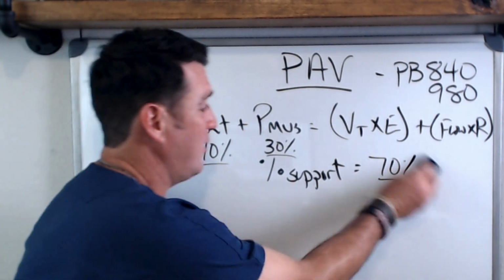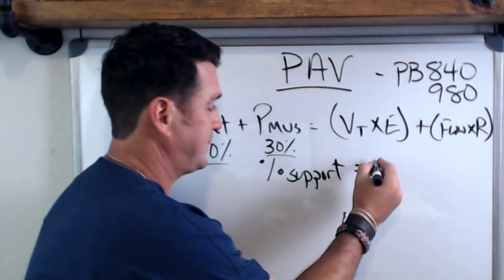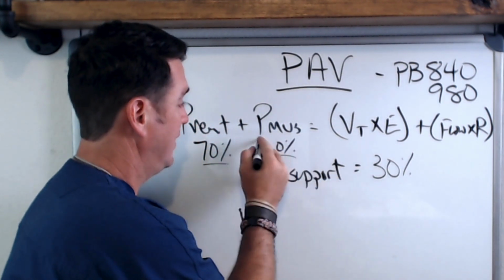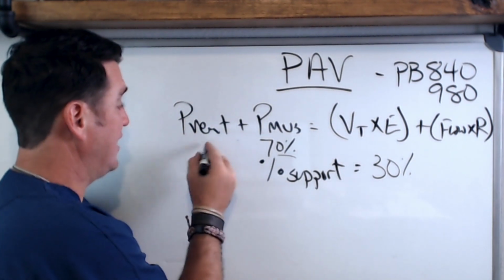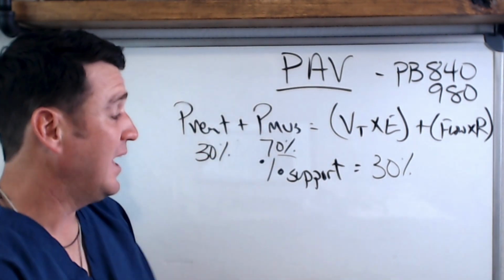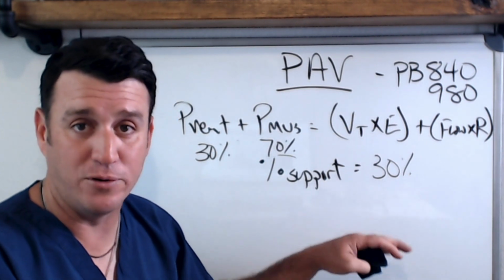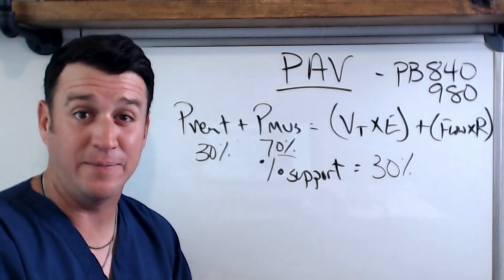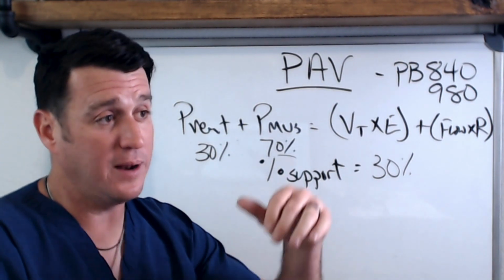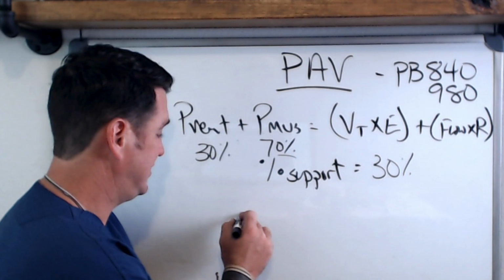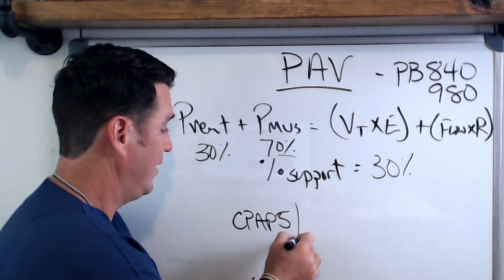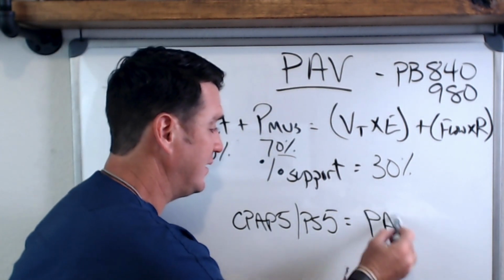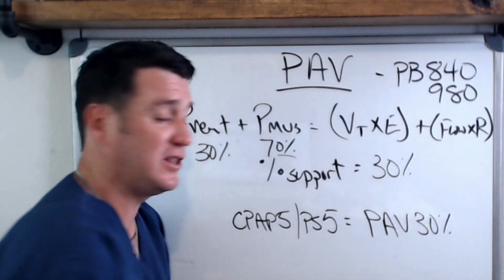What we find is that when you set it at 30%, and these numbers change, the patient is now doing 70% and the vent is only doing 30%, and this is a reasonable level of evaluation for possible extubation. So you go in and let's say you have one patient on, let's just say, CPAP of 5 with pressure support of 5. This would be equivalent to PAV of approximately 30%.